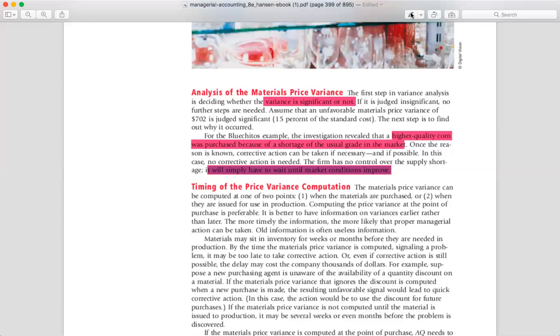The next one is the timing of the price variance computation. The material price variance can be computed when the materials are purchased and when they are issued for use in production. Sometimes computing the price variance at purchase is preferable, because we need to know the variances as early as possible. The more timely the information, the more likely it is that proper managerial action can be taken.